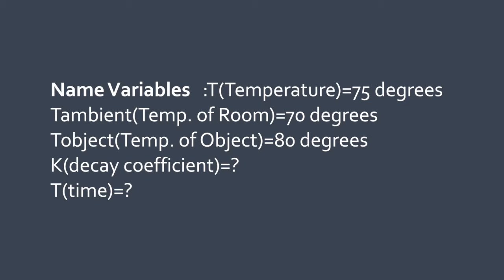death? So the first step that I always do before solving these type of problems is to name the variables. So your temperature would be 75 degrees, temperature ambient, or the temperature of the room is 70 degrees, temperature of the object is 80 degrees, and the K and the time is unknown.